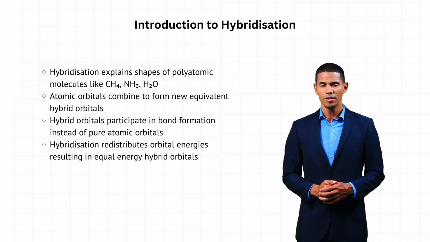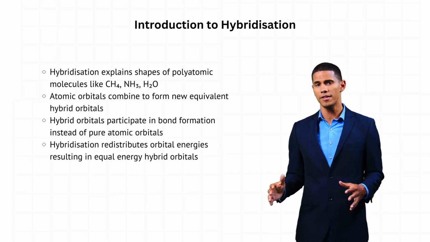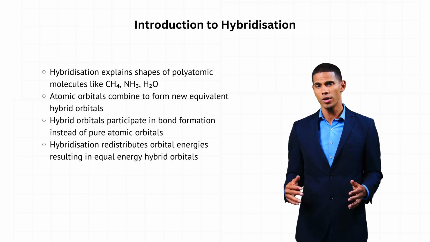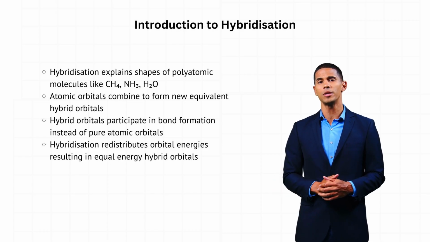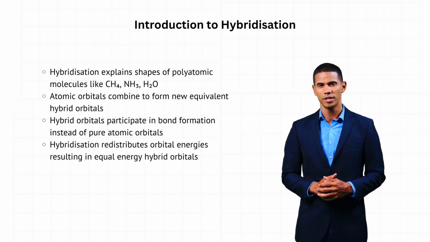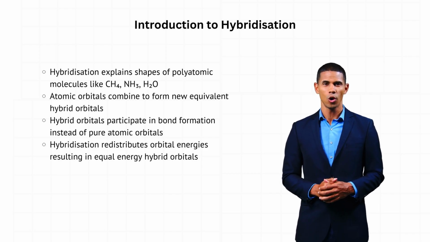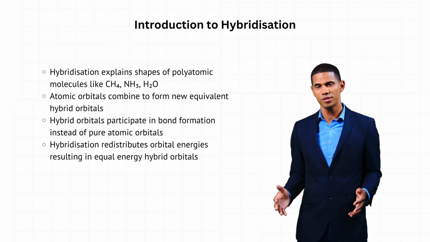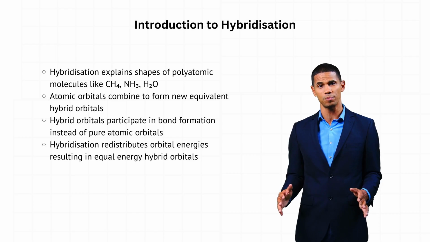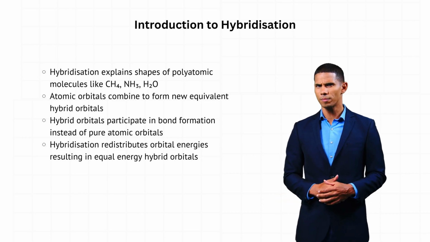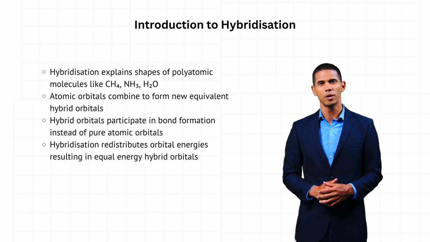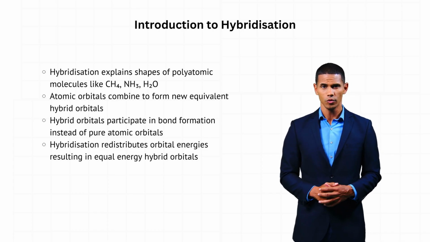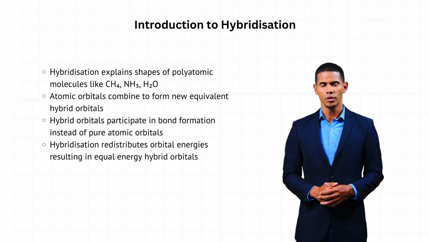Hello, everyone. Today we're going to uncover a fascinating concept in chemistry called hybridization. Imagine that in molecules like methane, CH4, ammonia, NH3, and water, H2O, atoms arrange their bonding electrons in unique ways to produce the shapes we observe. But how exactly do atoms decide on these shapes? Well, Linus Pauling introduced the brilliant idea of hybridization to explain this.